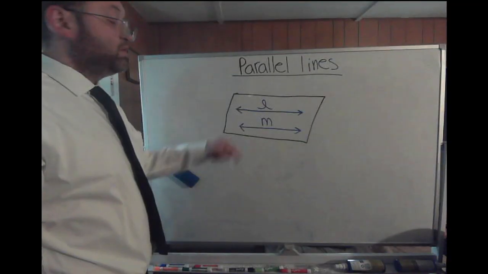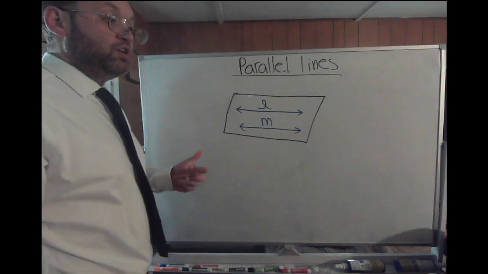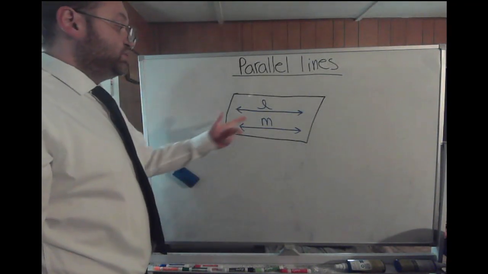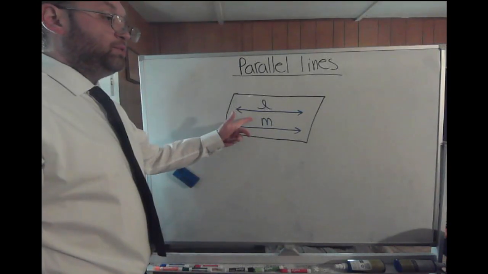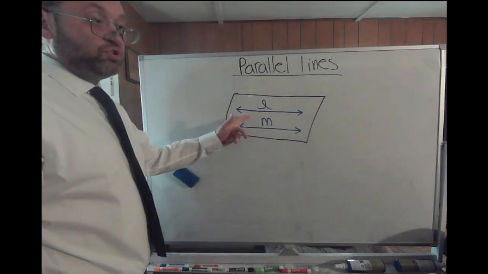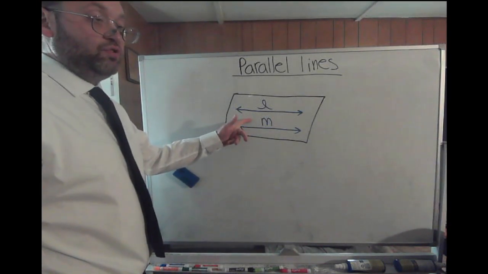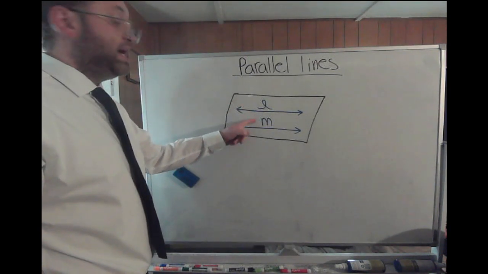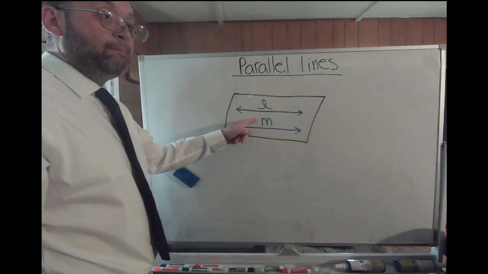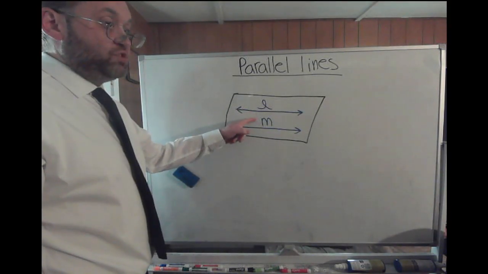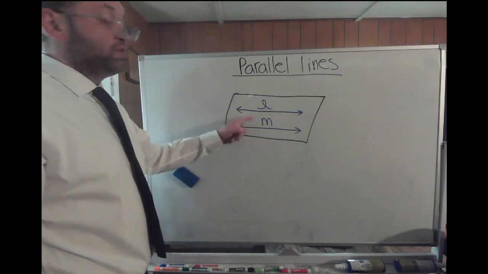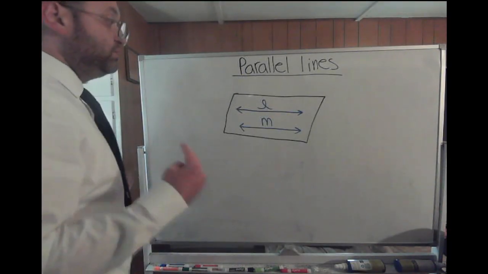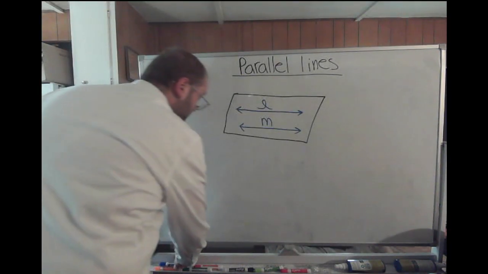I'm sure most of you are familiar with what parallel lines are by now. They are two lines that never touch. Well, that's partially true. That's only half the truth. The other part of the truth is that they're in the same plane. For two lines to be parallel, they have to be in the same plane. And they never touch. So that's the true definition of parallel lines.